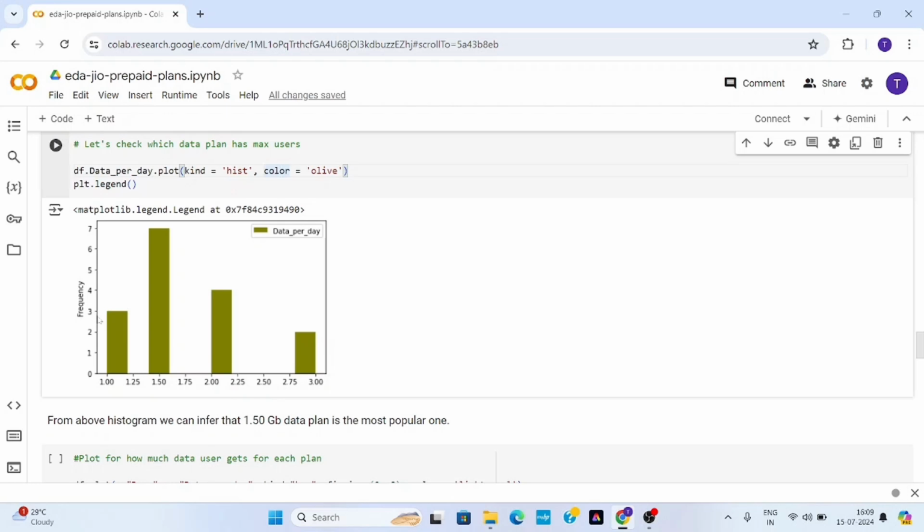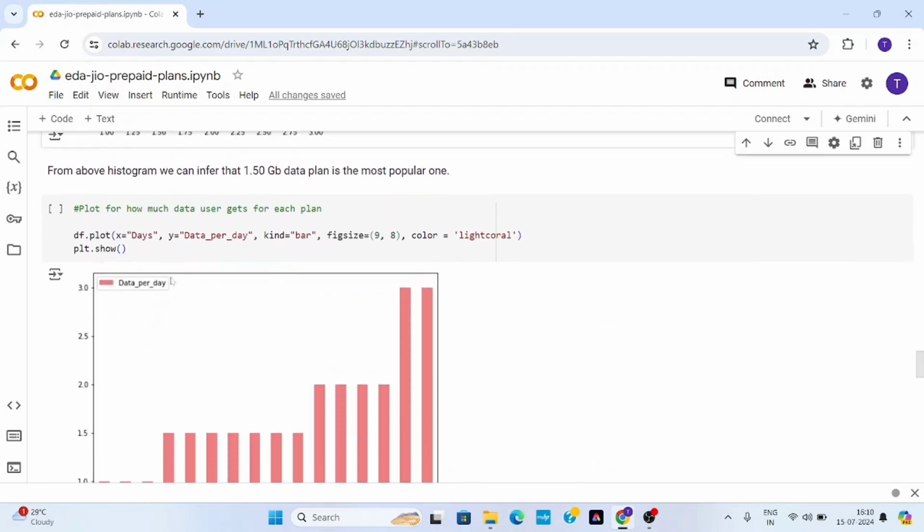You can get 1 GB for 20 days, 24 days and 28 days. For 1.5 GB there are around 7 plans. For 2 GB there are around 5 or 4, something like that, so I think 4. And for 3 GB there are around 3 or 2 plans. I think it's 2. These are the plans they provide to us.